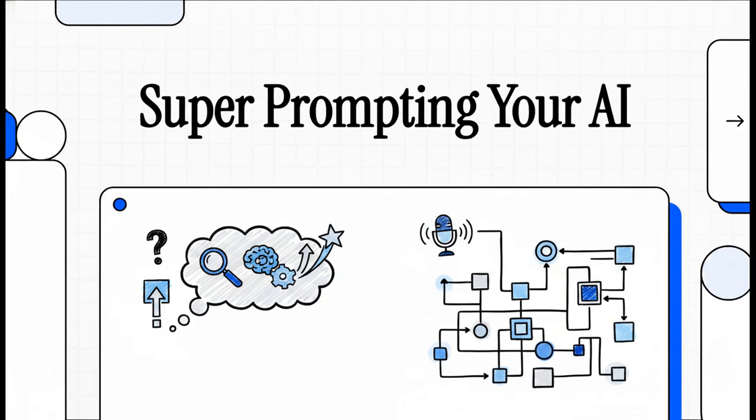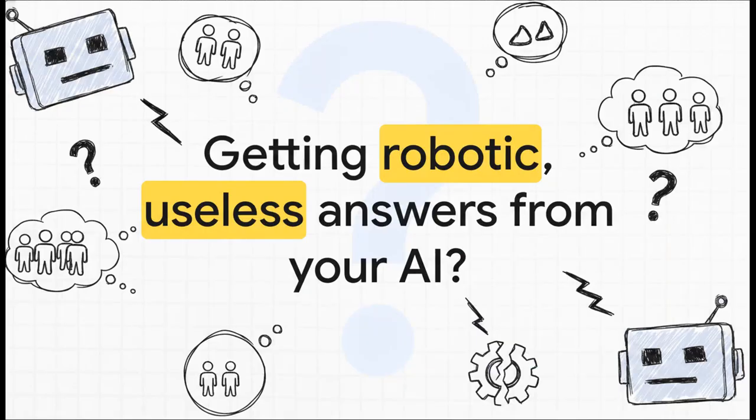You know that feeling when you're using AI and it's just not getting it? It's like talking to a brick wall. Well, today, we're going to fix that for good. We're going from asking basic questions to crafting expert-level prompts that get you exactly what you need every single time. So, let's dive in. Does this look familiar?